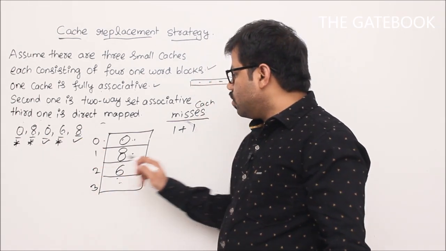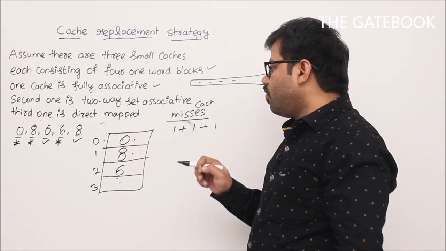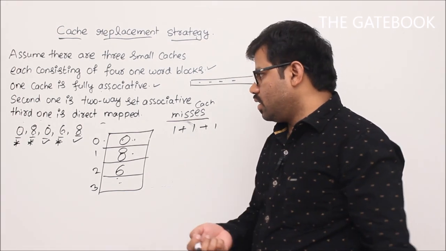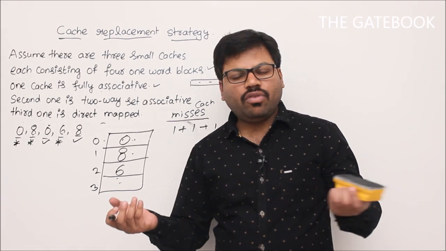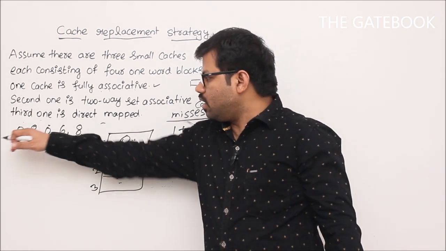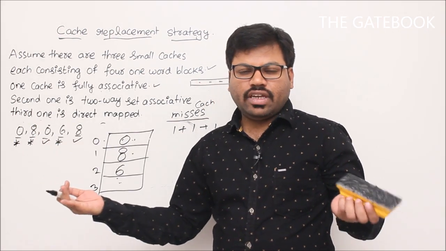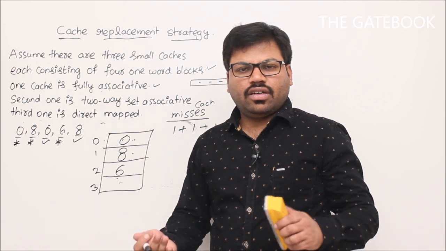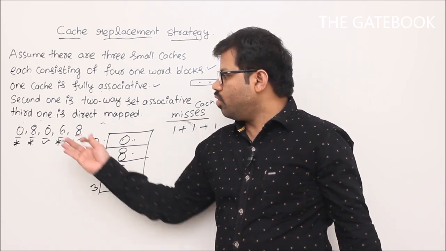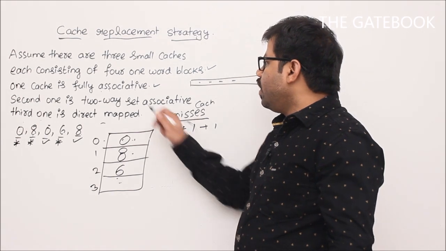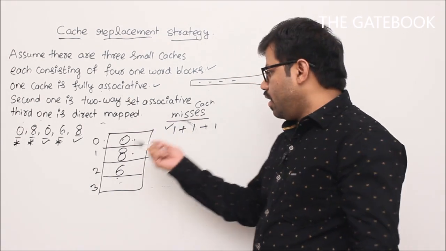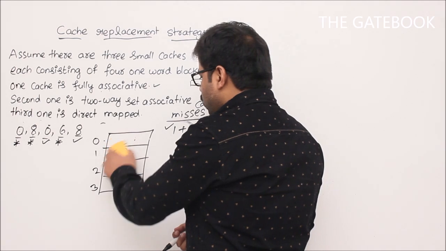In that way, when you refer 0, 8, 0, 6, 8, how many misses occurred? 1, 2, 3. So 3 misses we got, right? 1 for 0, 1 for 8, 1 for 6. Understand? And the minimum will be 3, because these are 3 different blocks. Initially your cache is empty, so definitely misses will occur, right? So the minimum is 3, and fully associative mapping also gave 3, right? So this is about fully associative mapping.